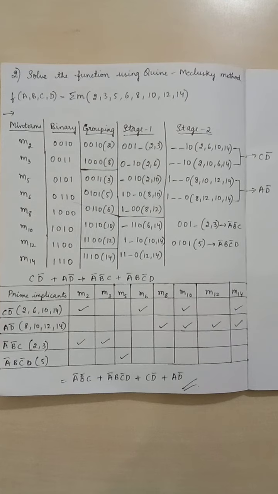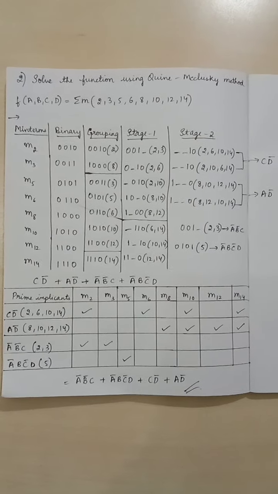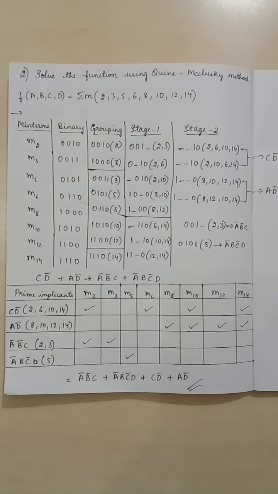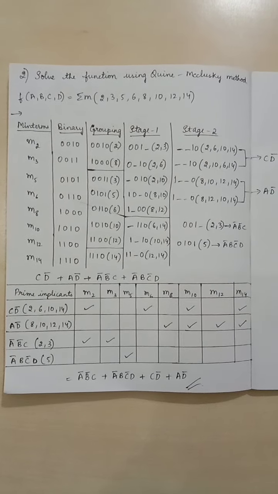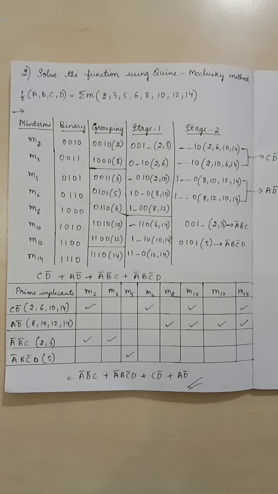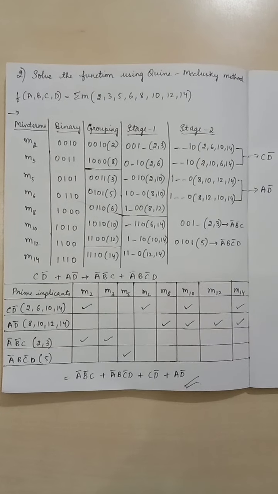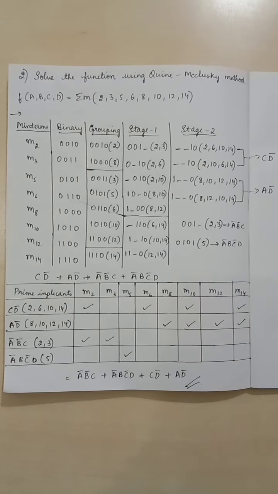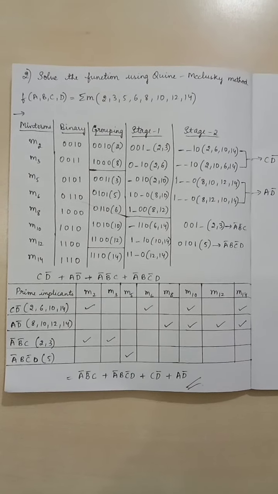Second problem is, solve the function using the Quine-McCluskey method: f of ABCD equals sigma m of 2, 3, 5, 6, 8, 10, 12, 14. To solve this problem, the first column should be written with minterms. Minterms are nothing but the numbers given in the question, written as subscripts for m one by one. After that, the binary form of the numbers is written.